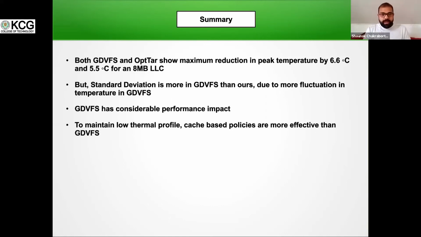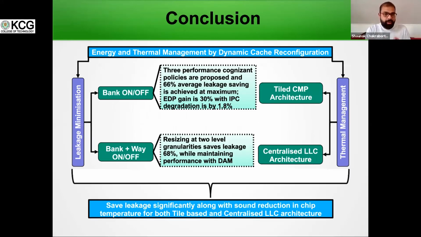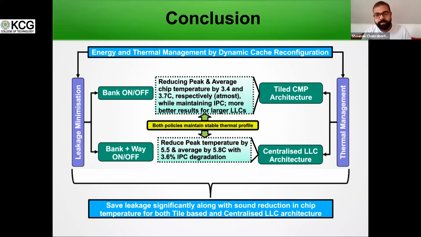So that's how I will conclude my PhD work. Here on the left-hand side, you can see the leakage minimization, where we have minimized the leakage power consumption of the caches and the whole chip by turning off banks and turning off OS as well. On the other hand, you can see the significant reduction in peak temperature as well as average temperature, also achieved by applying these techniques for the tiled CMP architecture as well as for the centralized LLC architecture. We addressed both leakage as well as temperature. So that's how my thesis was framed.